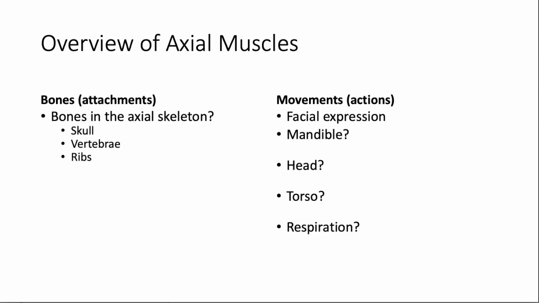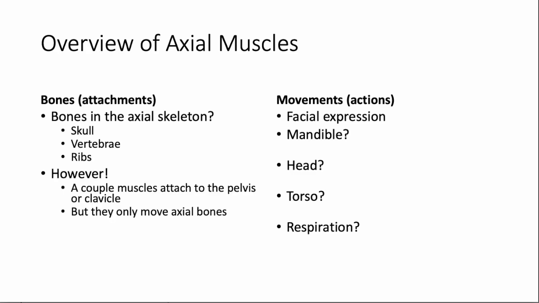The bones in the axial skeleton, pretty straightforward, include skull, vertebrae, and ribs. However, there are a couple instances where these axial muscles will attach to, say, the pelvis or the clavicle. Those are kind of like anchor points. They're not actually moving those bones. They only move the axial bones. You're only going to be able to move our skull, our vertebral column or torso, and our ribs. We're going to move up and down.